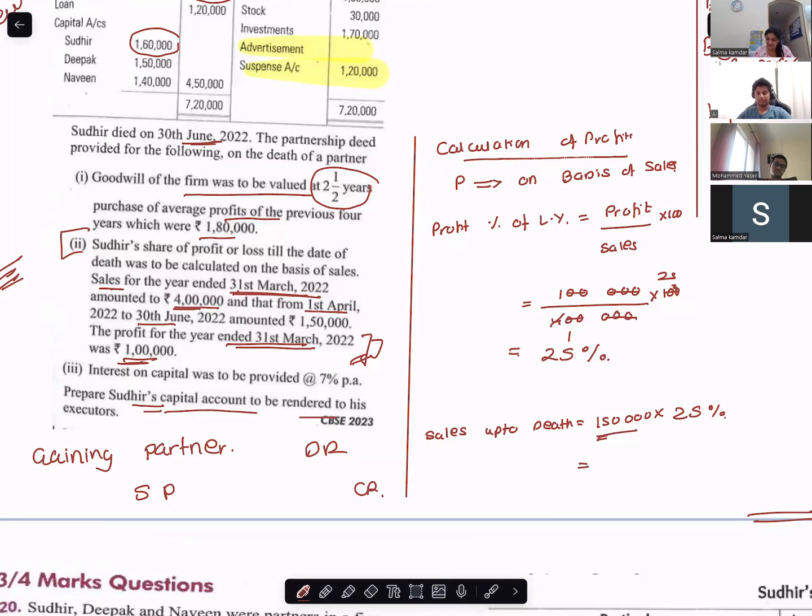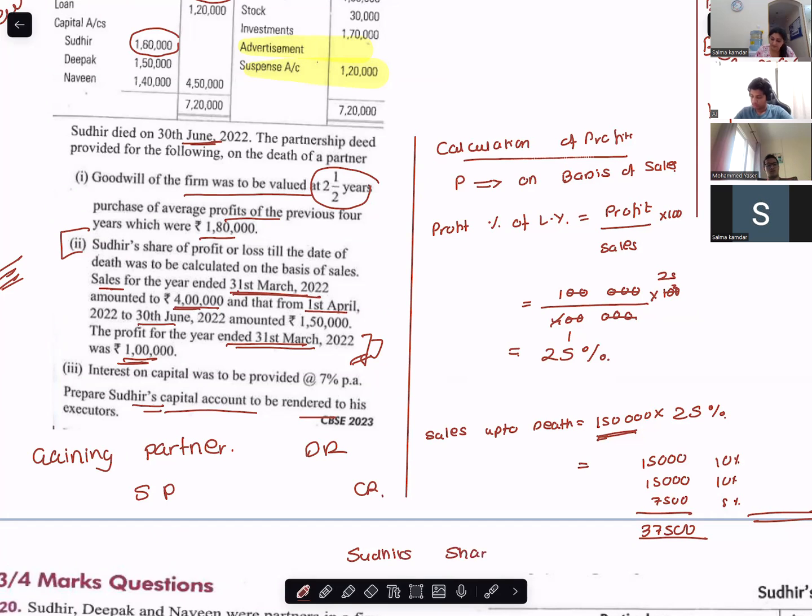10% of 1,50,000 is 15,000. Another 10% would become another 15,000. And 5% would become 7,500. So this is 37,500. Okay, ma'am. Yes. So profit is 37,500. Now what will I find out?